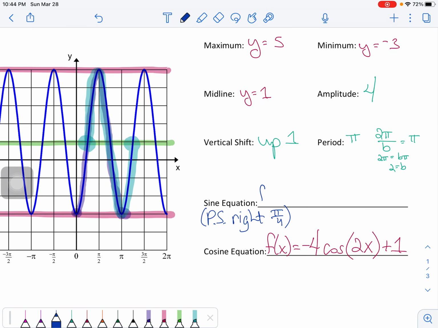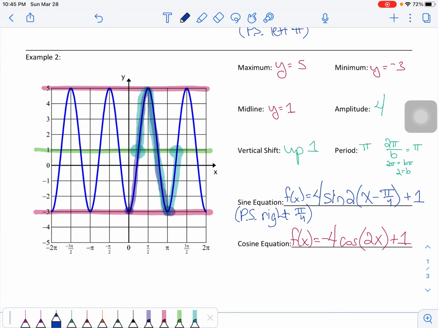Okay, so my sine equation here, f of x is equal to, amplitude is 4, and this was a positive, so it's starting at the midline and going up, so that's positive. So it's going to be sine. Now I want to do 2, which will get me the period of pi, but I need to do x minus pi over 4 to get the phase shift, and then plus 1. All right, that is a horrible one. Let me try that again. Slightly better.